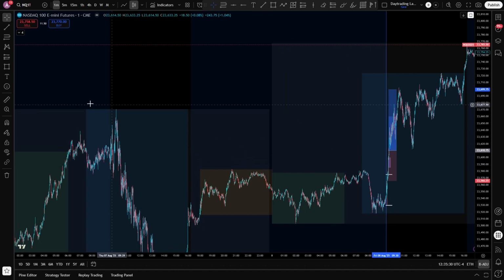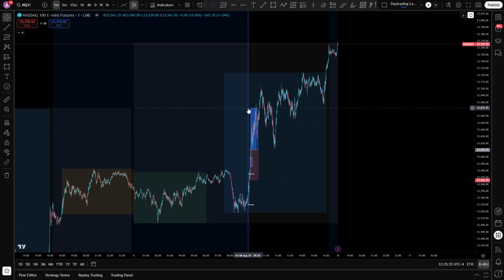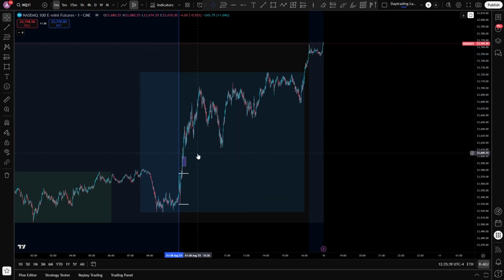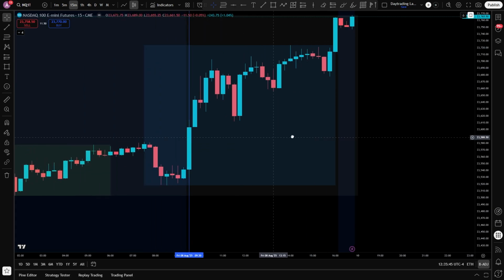So for example, in here you would have liquidity here. You could have targeted here if you want to be conservative, or you could have just held beyond this key level. And now it's the same thing for the 15 minute. So the first 15-minute candle after New York Open, it's right here.